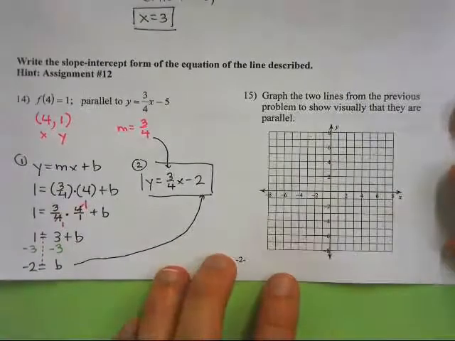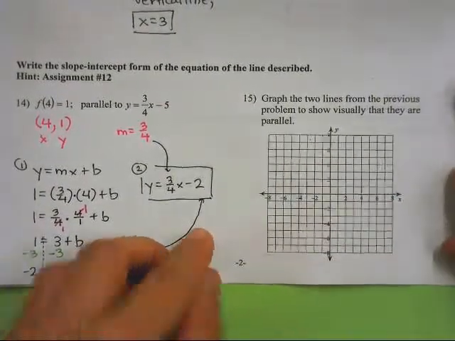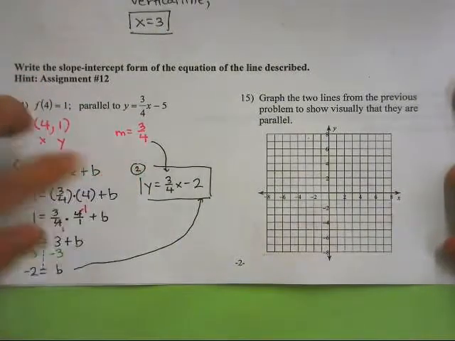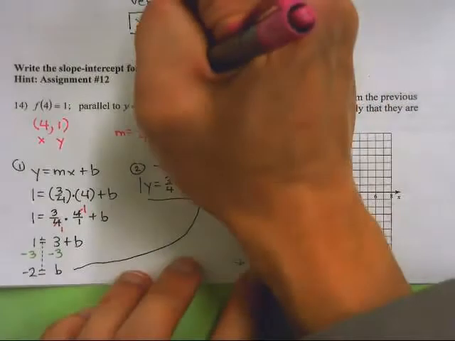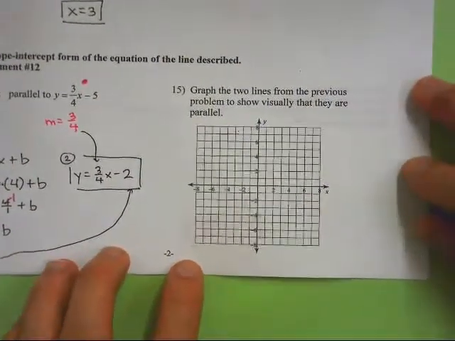Some of you got confused with number 15, like you forgot which two lines we were supposed to graph. You're going to graph the line that's given to you first, and then you graph the answer that you just solved for. So I'm going to do the original equation in hot pink over here, and let's graph that on number 15.